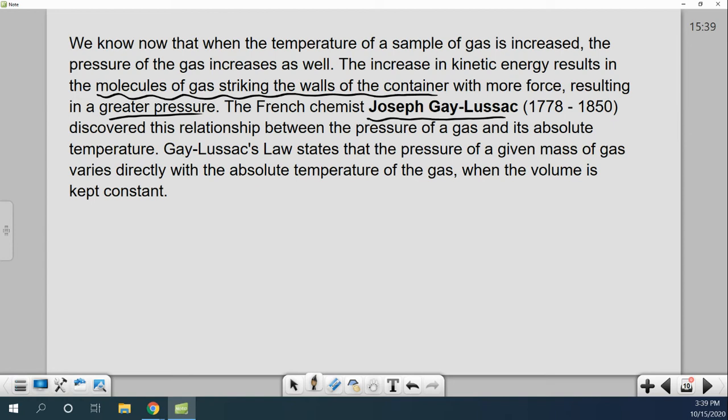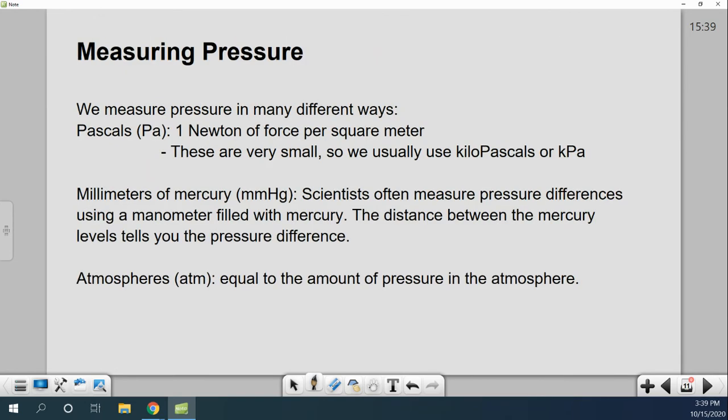Gay-Lussac's law states that the pressure of a given mass of gas varies directly with the temperature of the gas. Now, this is if your volume is kept constant. You can't change the size of the container, of course, that messes up things. But if you've got the same size container, like a ball, and that ball doesn't change volume, then temperature will directly affect your pressure. So that's a brief history of some pressure stuff that we might end up talking about a bit later.